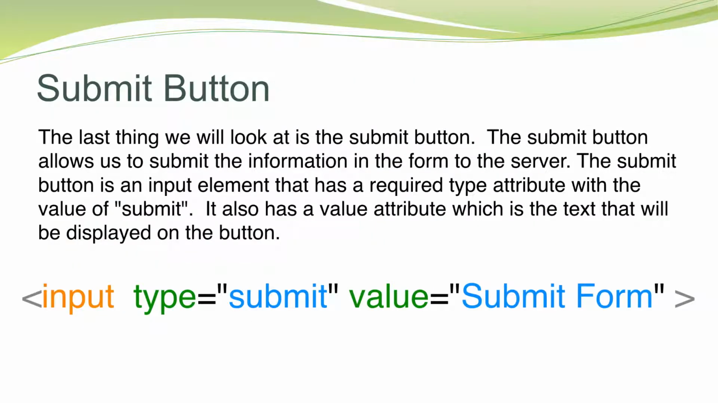The last thing we will look at is the Submit button. The Submit button allows us to submit the information in the form to the server. The Submit button has two attributes, the type and value. Below is the code for creating a Submit button. As you can see, I have the type equals submit and the value submit form. The value is what will appear as text on the button.